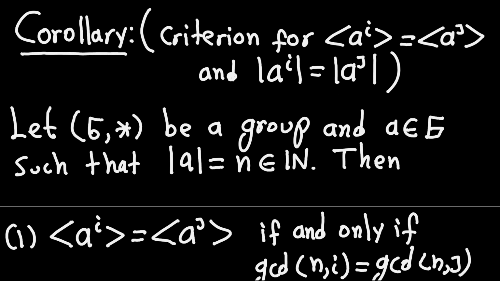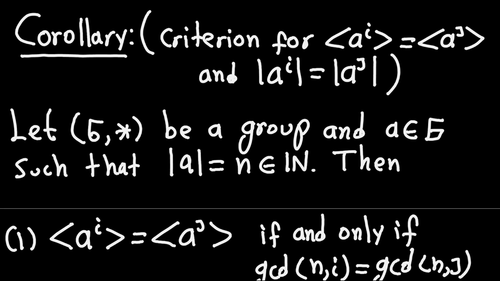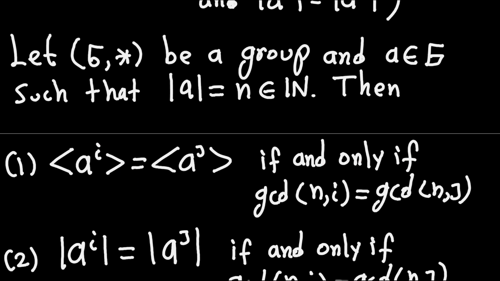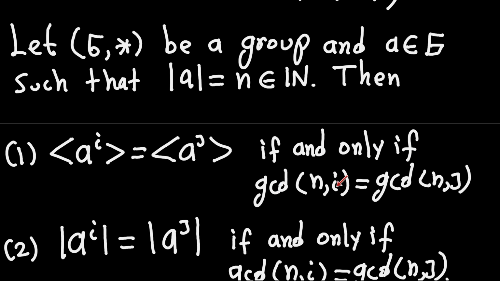So the statement will go like this. Let's say you have a group and you take an element of G, and we're going to assume that element has finite order n. This n, of course, has to be a natural number. Now, when will these two sets or subgroups be the same if they are generated by powers of the same element? That's all going to depend again on the exponent. So how are these going to be the same? They are the same if and only if the GCD between n, the order of a, and i is the same as the greatest common divisor between n and j.